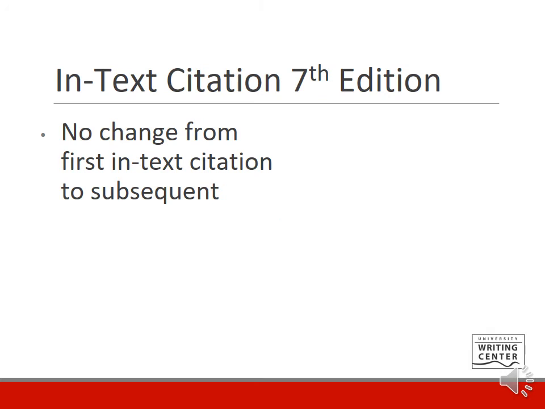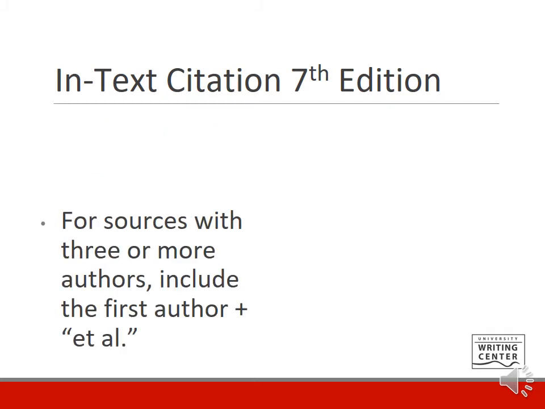Page 266 in the 7th edition manual specifies that when using 7th edition, there is never a change from the first citation to subsequent, regardless of the number of authors. For sources with 1 or 2 authors, or groups as author, always include the author's names. And for 3 or more authors, use the first author's name plus et al.